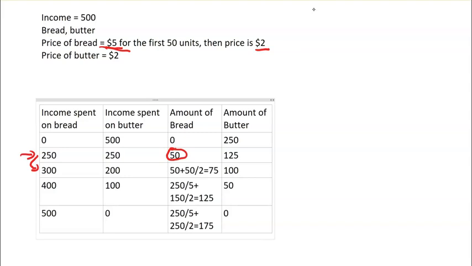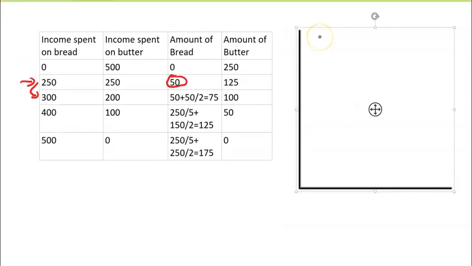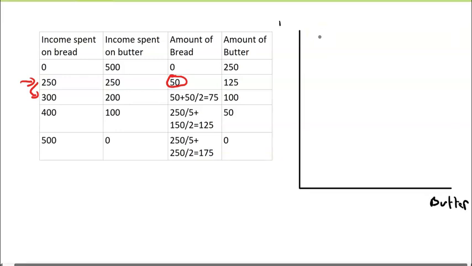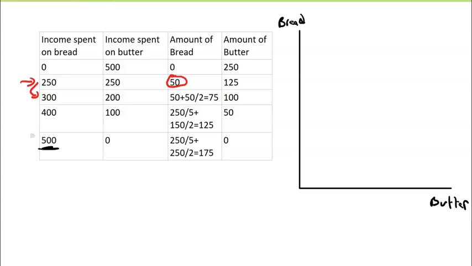So what does this budget set look like? We have our bread and butter. Let's write butter down here as we did before, and bread is up here. For the $500 that we spent on bread, we were able to buy 175 units of bread, so let's say this is 175. We were able to buy 175 units of bread and no butter. Let's draw the other one. This is an easy one. We spent $500 on butter, so we were able to buy 250 butter.